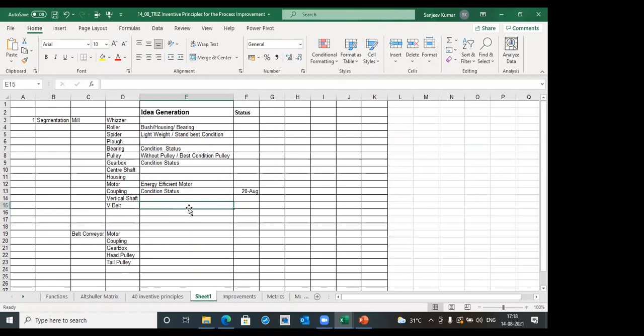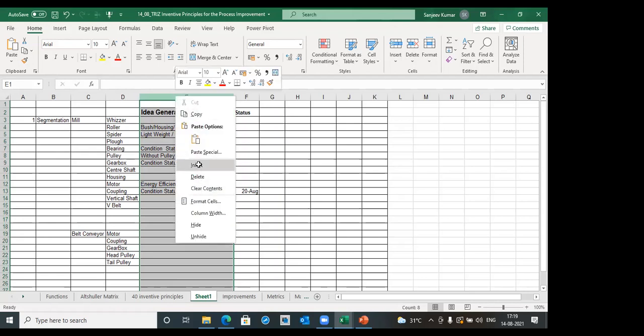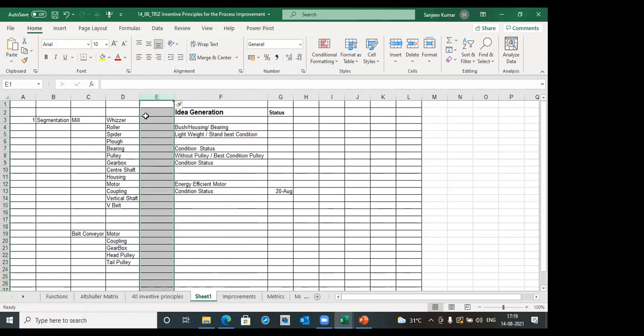So now the first step is you need to divide the process into various products or various segments, parts. So you have divided the mill into various parts, sub-assemblies. And now what you have to do is create ideas individually, and also see the feasibility of the ideas. Whether it is feasible or not feasible, what is the complexity, what is the technical complexity.